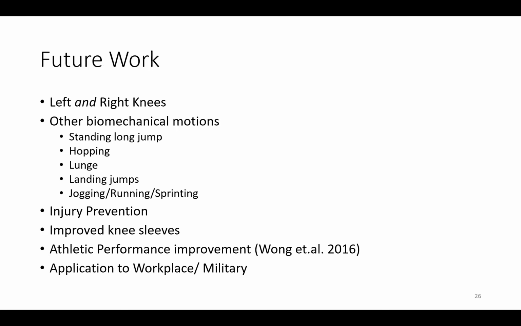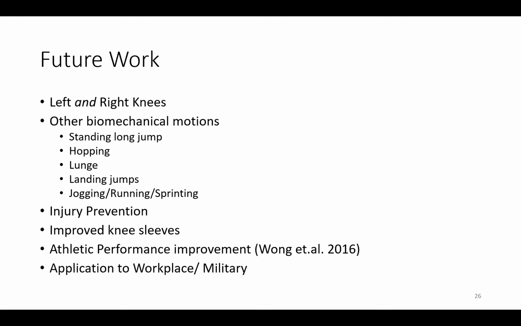So this leads us to future work, which is really a budding industry as these new sensors are becoming more accessible and cheaper for everyone. This could be applied to both the left and the right knee. It can be used for other biomechanical movements besides the vertical jump, including lunging or running. It can be used in injury prevention, so we'll be able to collect data on athletes as they practice and get a better understanding of when they're more likely to be injured.